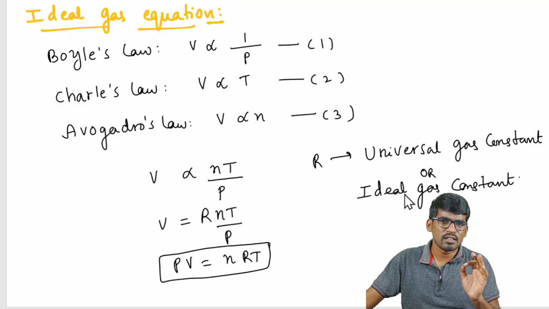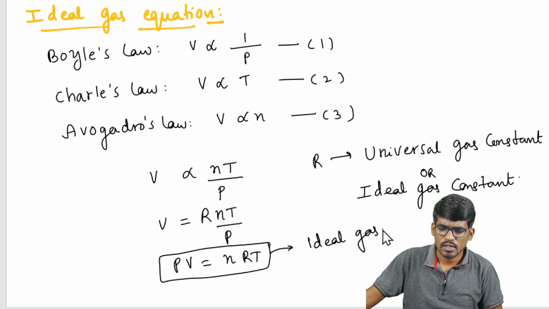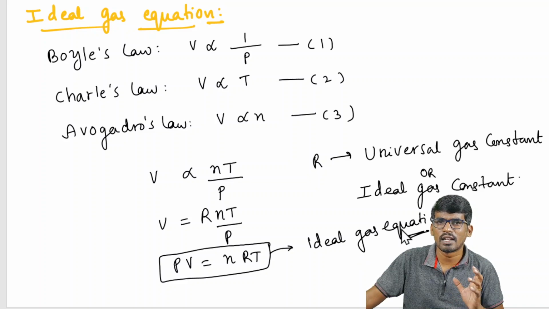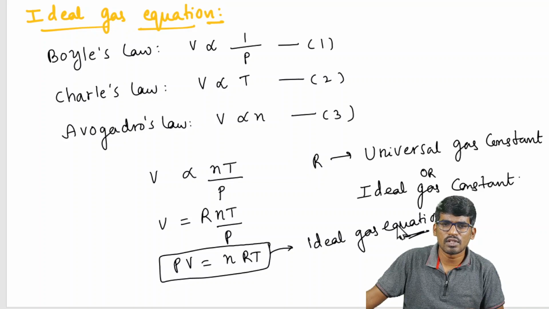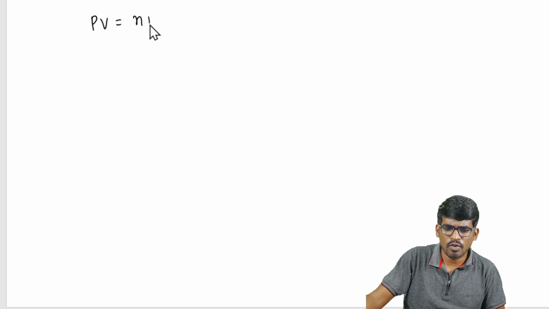If any gas obeys this equation, this is called the ideal gas equation, of course. Any gas that obeys this equation is considered to be an ideal gas. PV is equal to nRT equation, it should obey. And let us take that PV is equal to nRT. There are various forms of this equation. We are aware of it.